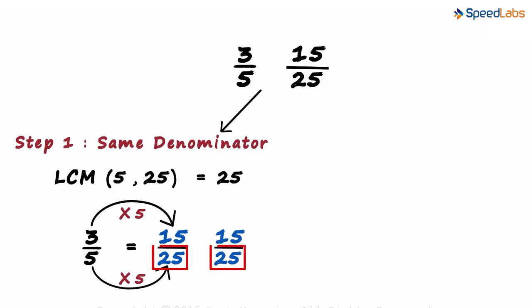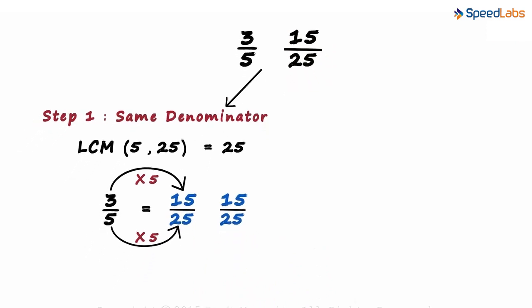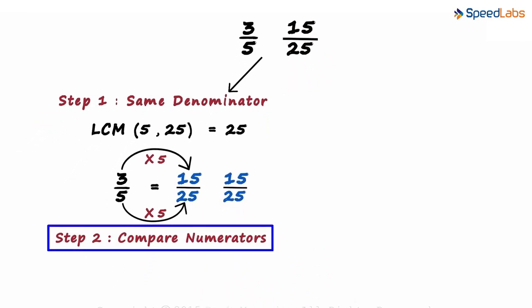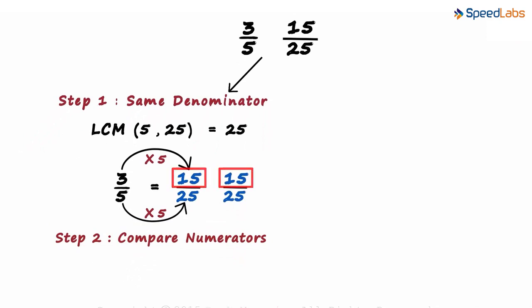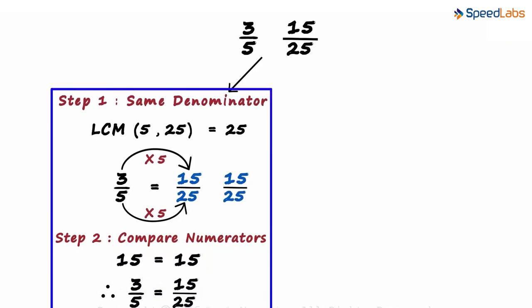Now we have made the denominators equal. So in the second step, we compare the numerators. Both are 15. 15 is equal to 15. As the numerators are equal, we can say that the ratios are equal. Hence, 3 over 5 is equal to 15 over 25. This was the regular technique to compare two ratios.